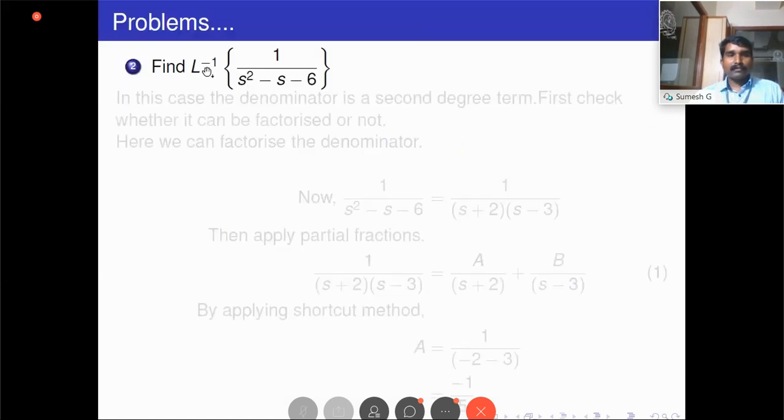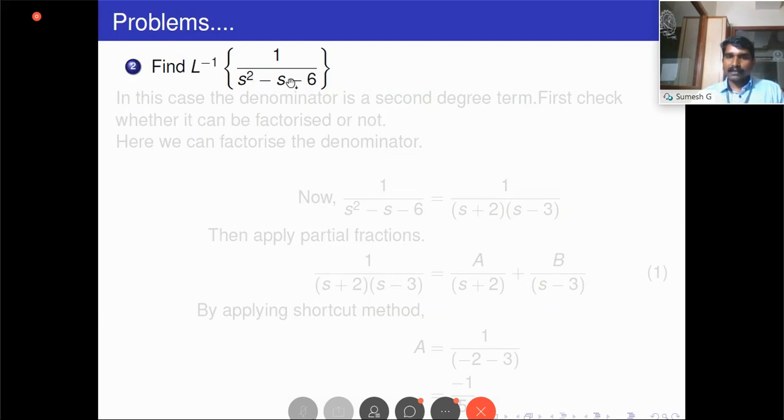Find the inverse Laplace transform of 1 by s square minus s minus 6. Here also, let's look into the denominator. It is of second degree, but this second degree expression is not in the standard form. Standard form means it is either of the form s square plus a square or s square minus a square. Here it is s square minus s minus 6. It is not in the standard form.